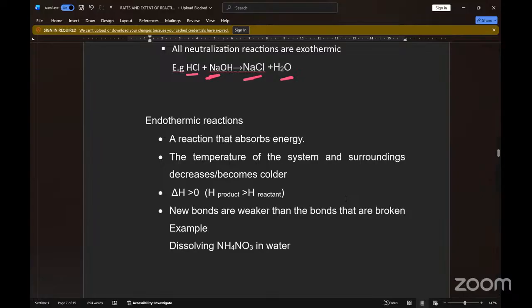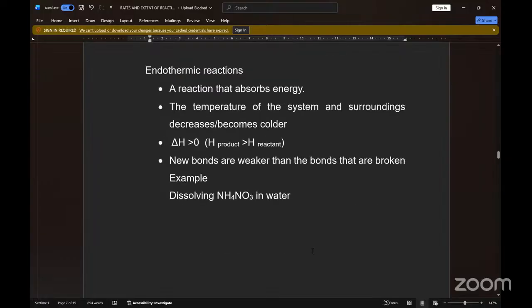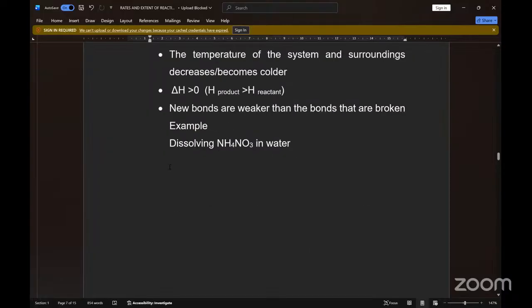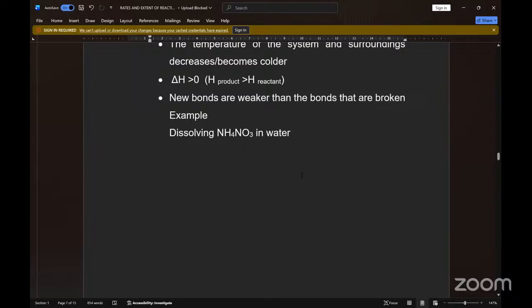Then we come to what we call an endothermic reaction. An endothermic reaction is a reaction that absorbs energy. So the temperature of the system and the surroundings decreases, it becomes colder. Delta H is greater than 0, which means that it's positive. And the new bonds are weaker than the existing bonds, or the bonds that are broken. The most popular kind of endothermic reaction is this one, dissolving ammonium nitrate in water.